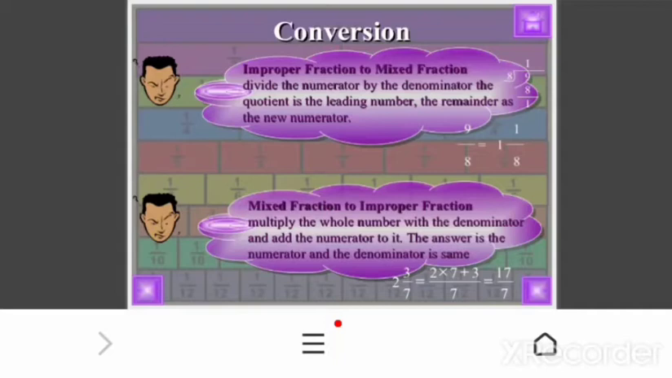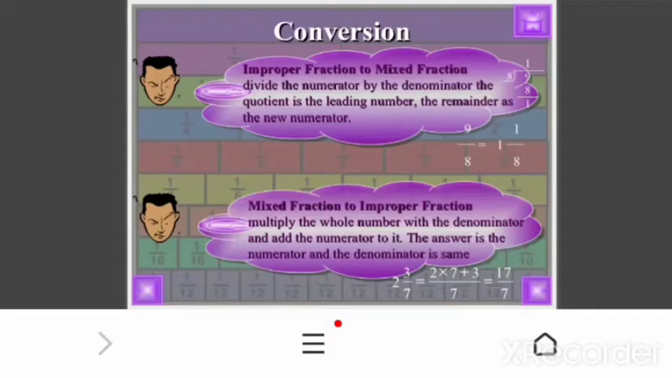Now children, how will you convert a mixed fraction to an improper fraction? Very easy. Multiply the whole number with the denominator and add the numerator to it. The answer is the numerator and the denominator is the same. For example, look on the screen: 2 whole 3 by 7 is equal to 2 into 7 plus 3 upon 7.